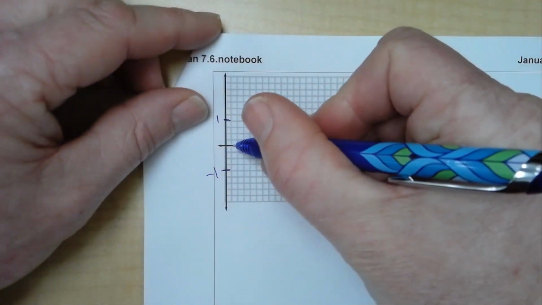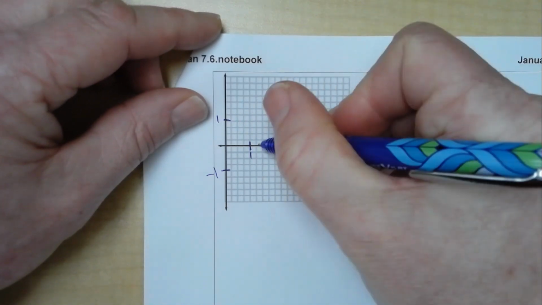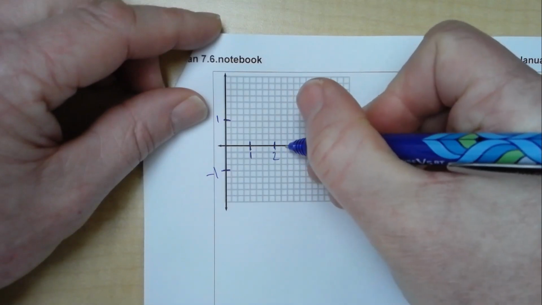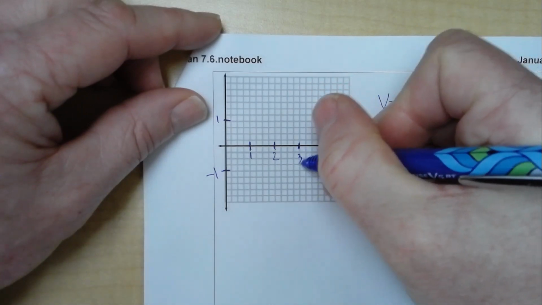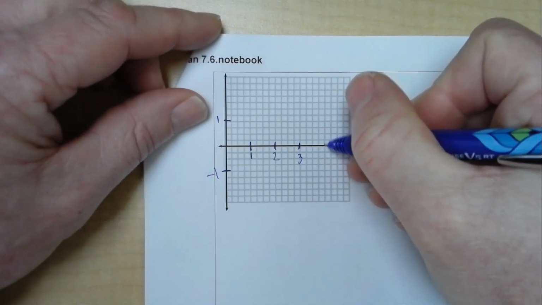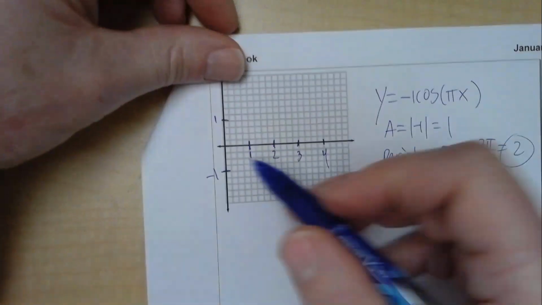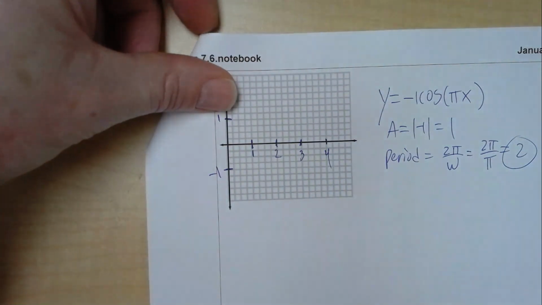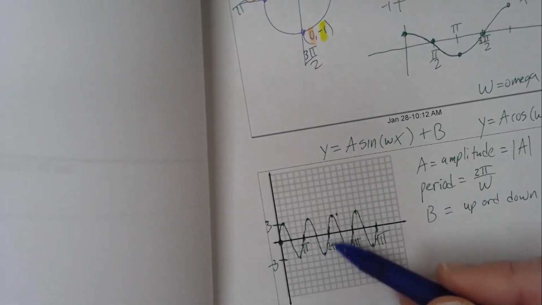So I'm going to go 1, 2, 3, 4. There's 1. 1, 2, 3, 4. There's 2. 1, 2, 3, 4. There's 3. 1, 2, 3, 4. There's 4. Okay, so it repeats itself every 2. So I'm going to get a whole repeat to here and a whole repeat to there. So I'm only going to graph 2 cycles of it, versus here I did 3 cycles, because I did mountain and valley, mountain and valley, mountain and valley.